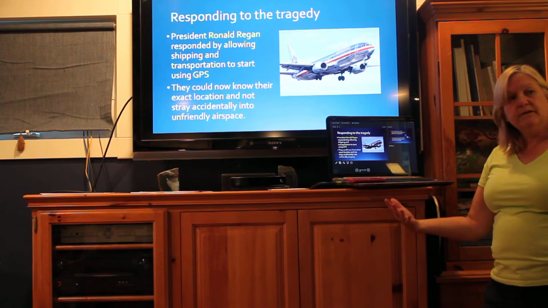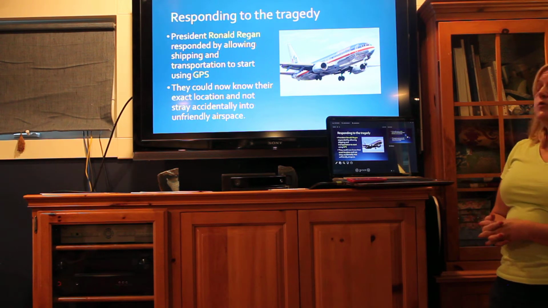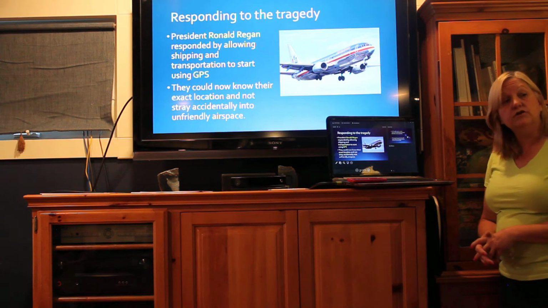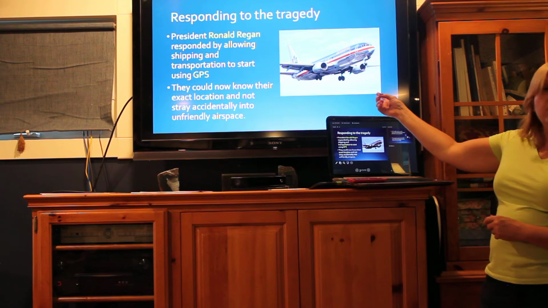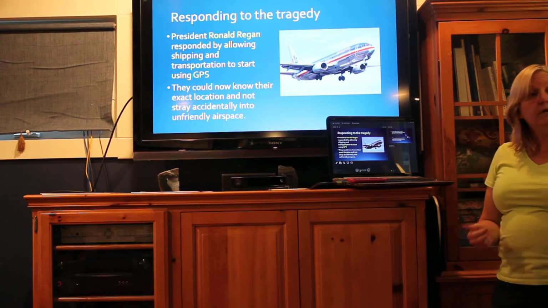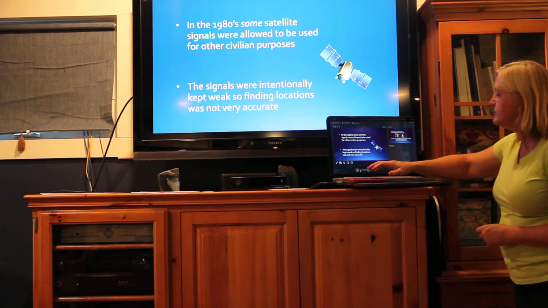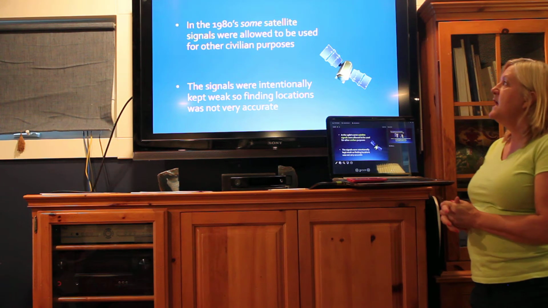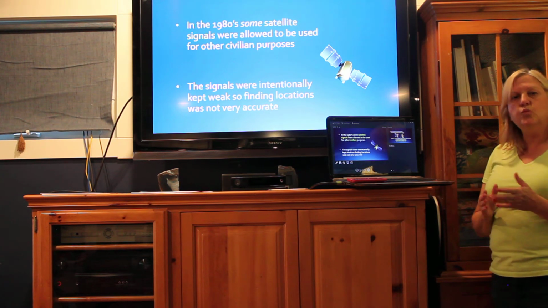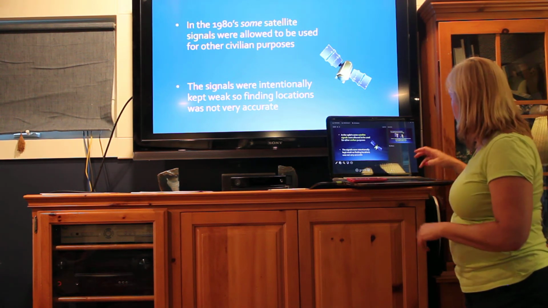What were we going to do as a society and a world about something like that happening? Well, to respond to this tragedy, President Ronald Reagan allowed shipping and transportation to start using GPS. Now they could know exactly where they were, so they would not stray accidentally into unfriendly airspace like that passenger jet had done. It was such a tragedy. In the 80s, they allowed some satellite signals to be used for other civilian purposes, but they kept the signals weak so that you couldn't find exact location very easily unless you were in the military.